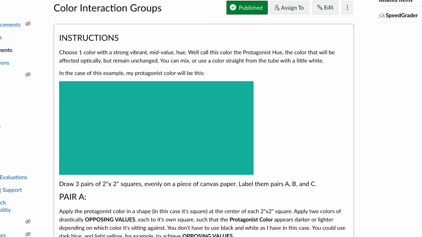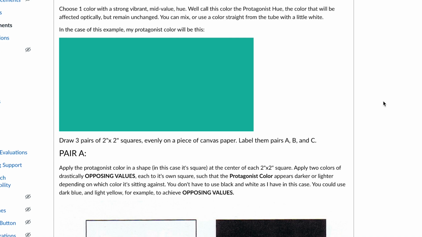Next, you draw 3 pairs of 2 by 2 inch squares evenly on a piece of canvas paper. Label them pairs A, B, and C. So I want you to use a ruler. I want you to take your time and measure perfectly 2 by 2 inch squares. Doesn't have to be 2 inch by 2 inch, but they do have to be squares, and make sure the lines are straight and clean because I'm going to have you guys practice applying clean lines.